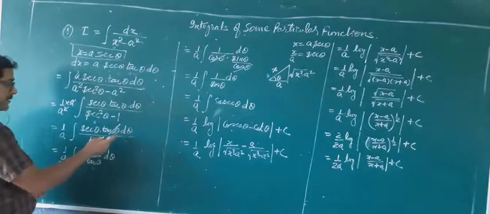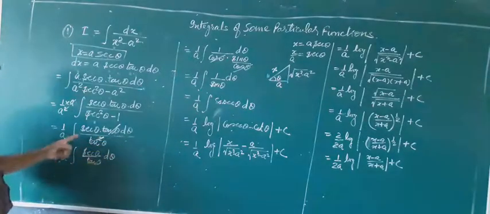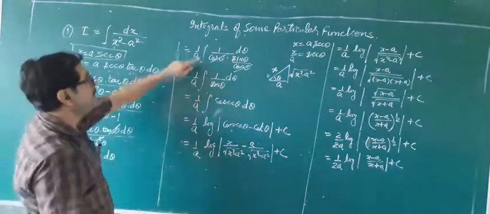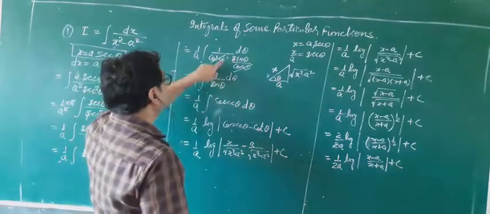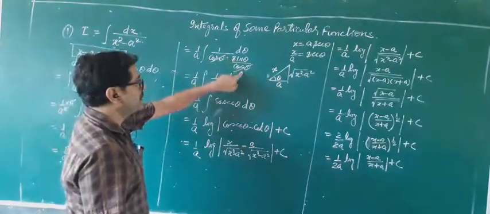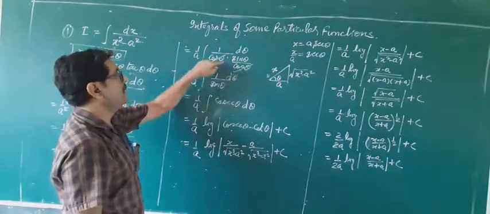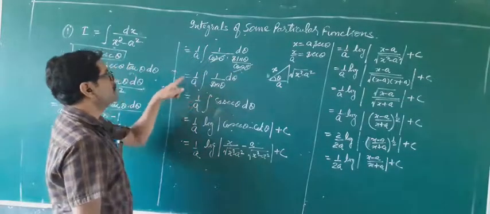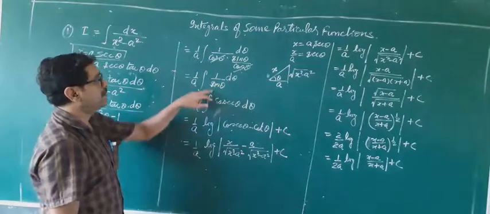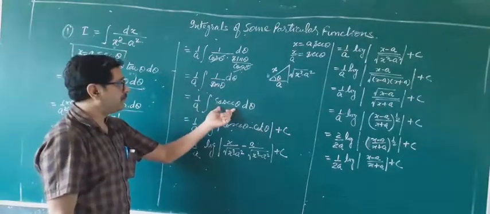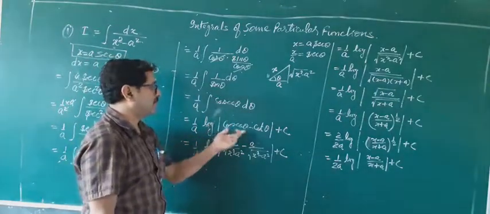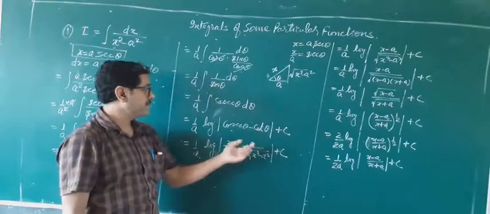So tan theta cancels out with the square term, so it becomes sec theta upon tan theta, and we break sec theta as 1 upon cos theta and tan theta as sin theta upon cos theta. So cos theta cancels out, so 1 upon a, 1 upon sin theta d theta, this becomes cosec theta. We know that the integration of cosec theta is log of cosec theta minus cot theta.